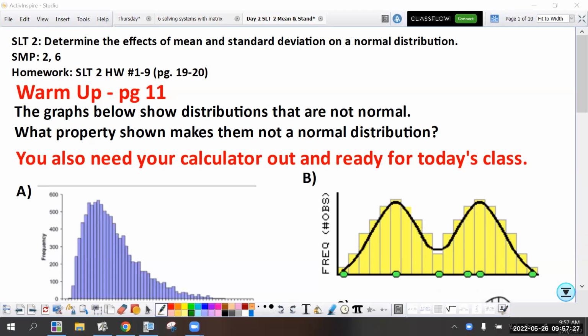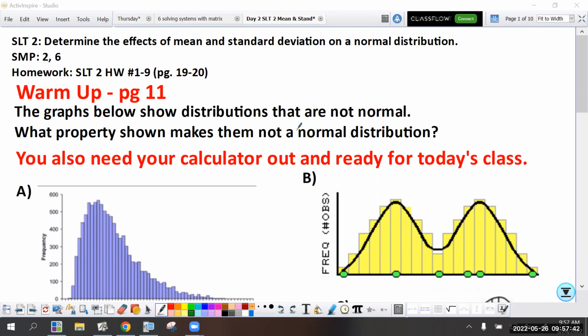Okay, so we're going to start on page 11 with the warm-up today. You will also need your graphing calculator because we're going to do some statistical calculations with the features. So have that out too. So on page 11, pause the video here.